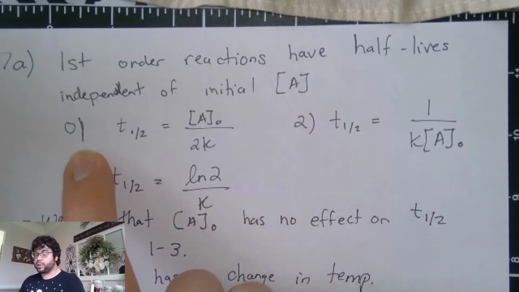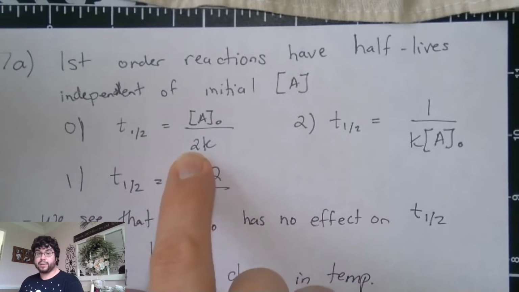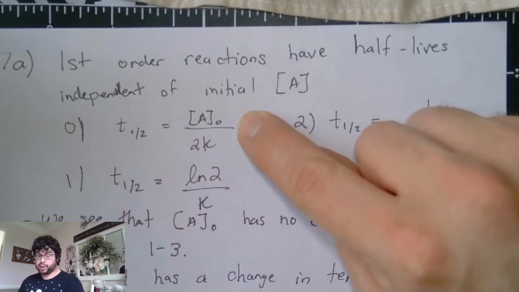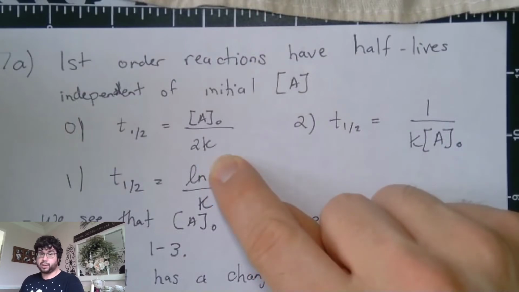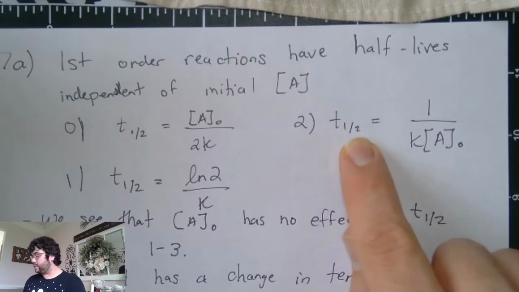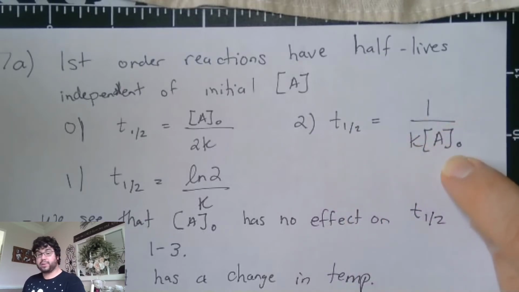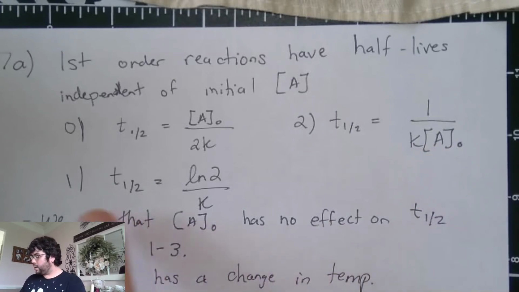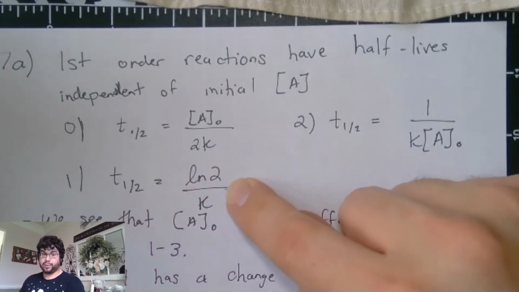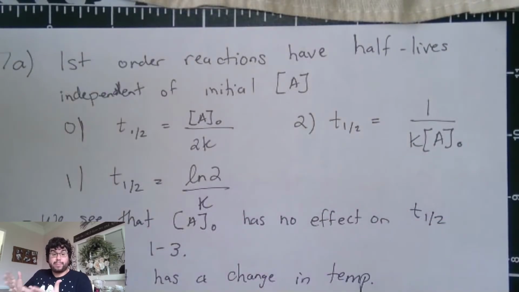So a zero order half-life is equal to the initial concentration over 2 times the rate constant. For a second order reaction, the half-life is equal to 1 over K times the concentration times the rate constant. But one doesn't have the initial concentration here. So first order reactions are not dependent upon the initial concentration.